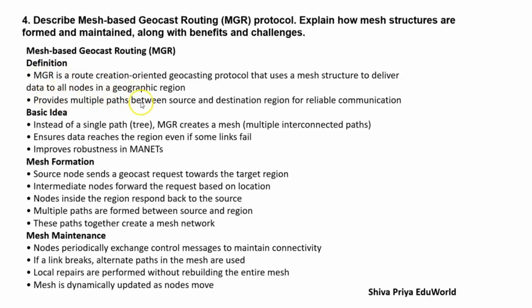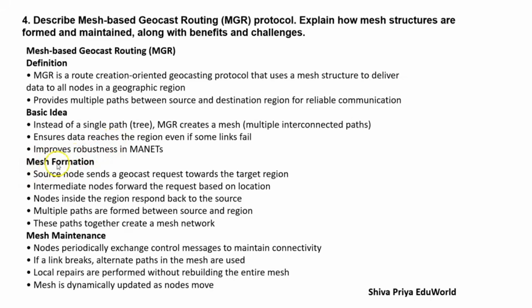It provides multiple paths between the source and destination region for reliable communication and robustness. The basic idea is that instead of a single path, there are multiple paths. MGR creates a mesh, that is, multiple interconnected paths. We use the mesh topology here. It ensures the data reaches the region even if some link fails. Even if one link fails in the middle, it will reach the destination properly. That's why we use the mesh topology here, with multiple paths. It improves the robustness in MANETs.